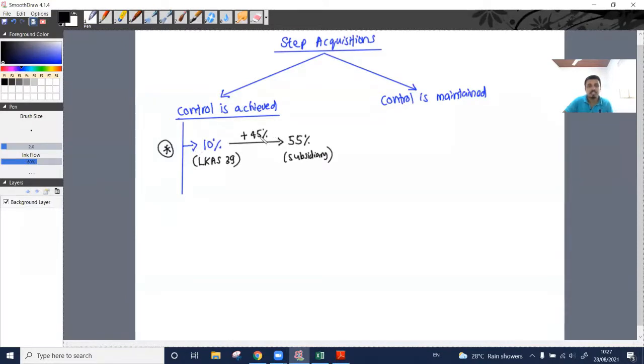Here we have achieved the control on a later date. Then how can we prepare consolidated statement of financial positions and other financial statements? The same can happen in this way as well. Assume we have acquired 30% of a particular company. We have acquired 30% of a particular company. Now that company is what for us?